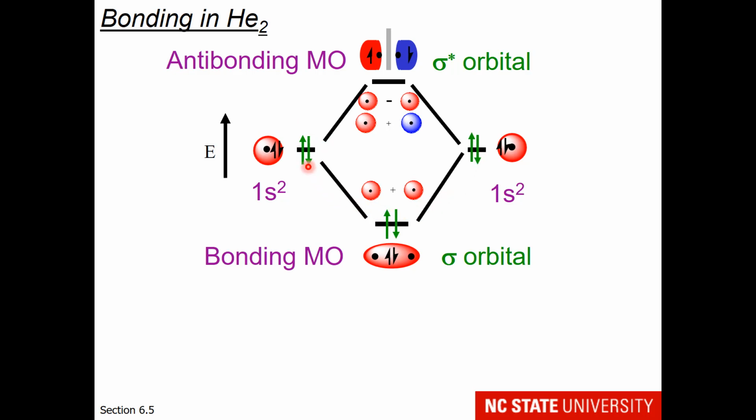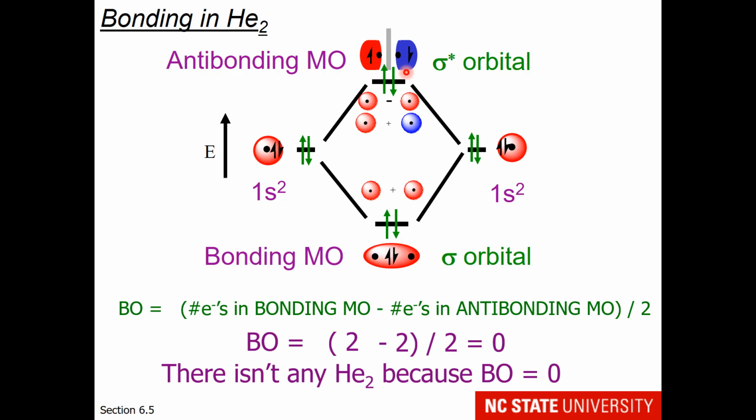So when we place 2 electrons in a bonding interaction and 2 electrons in an antibonding interaction, the diagram shows that we have done something to stabilize and form a bond, but also something to destabilize and break a bond. Those 2 forces are equal. So if one considers the electrons in the bonding MO, there are 2. The electrons in the antibonding MO are also 2.